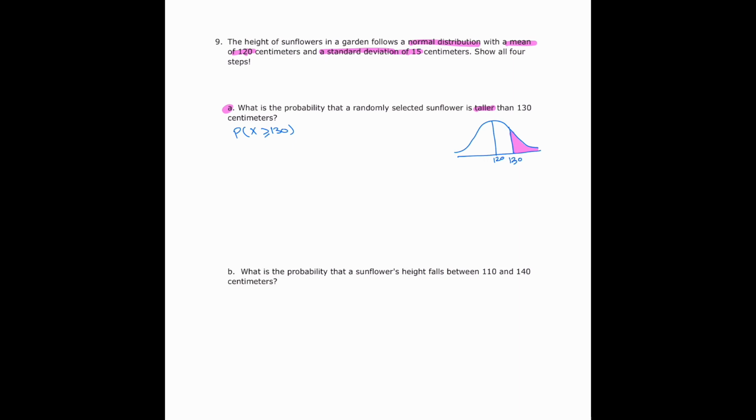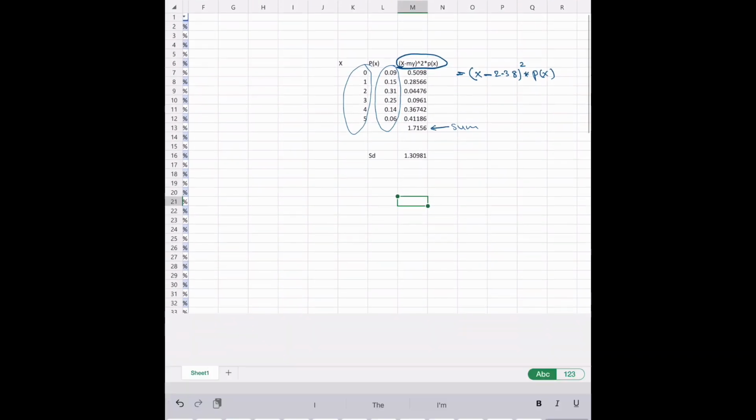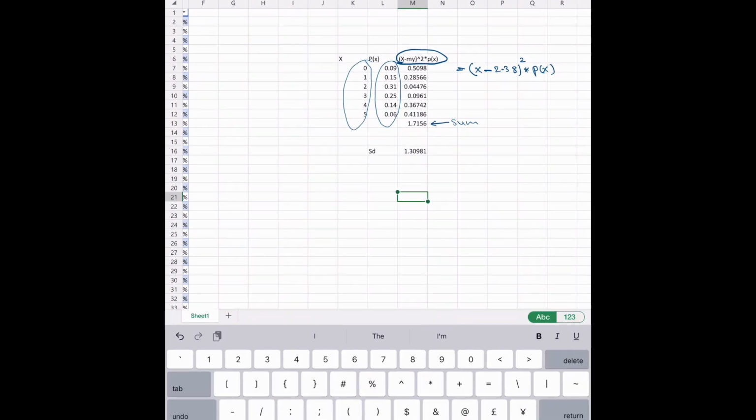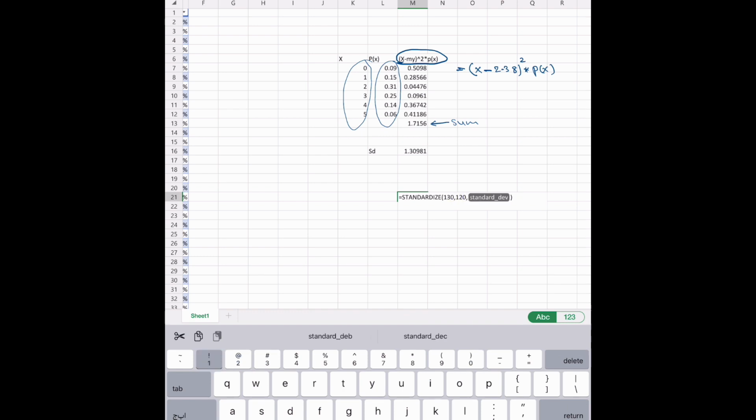So the first step is to standardize the 130. So we're going to find the z-score for 130. On Excel, you're going to use the function STANDARDIZE, 130. It's going to ask for the mean, so you're going to plug the mean, comma, the standard deviation 15. Now on Excel, this is how you're going to do it. You're going to say equals STANDARDIZE. It's the first function that pops up, 130, comma, 120, comma, 15.